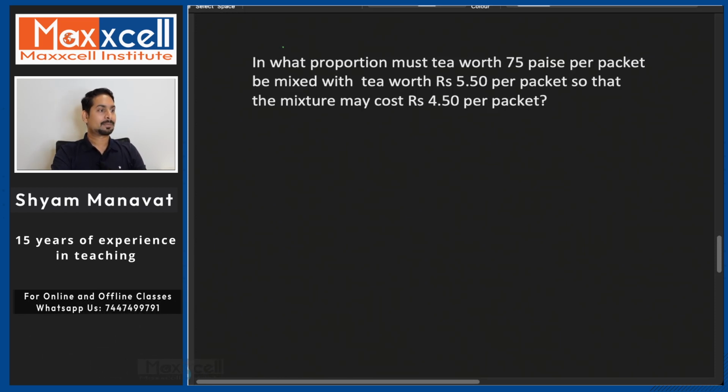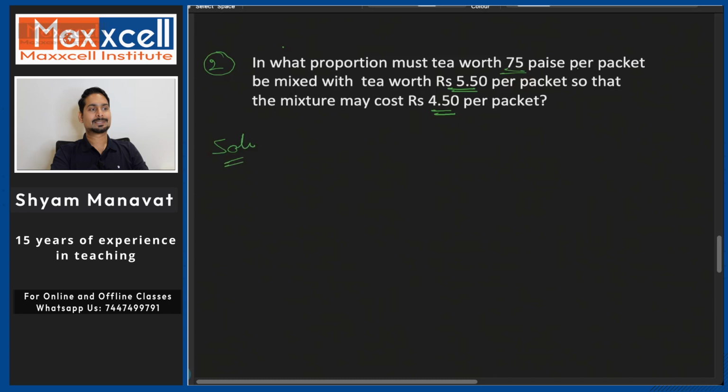Now the second question I have: in what proportion must tea worth 75 paisa per packet be mixed with tea worth rupees 5.5 per packet so that the mixture costs 4.5 rupees per packet? I advise you to apply the alligation rule, pause this video and try attempting this question. Okay, now let's see the solution.